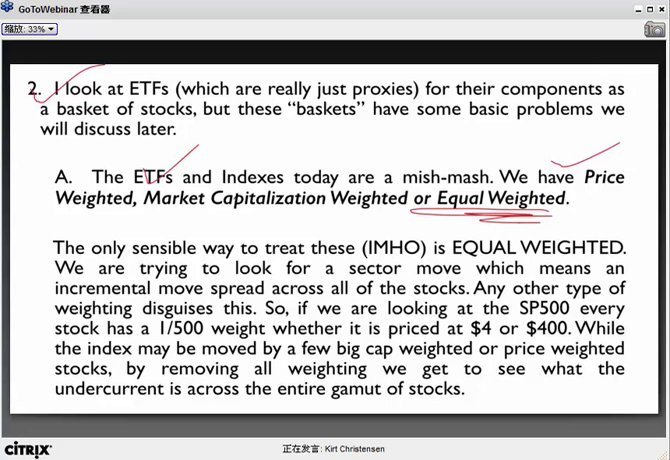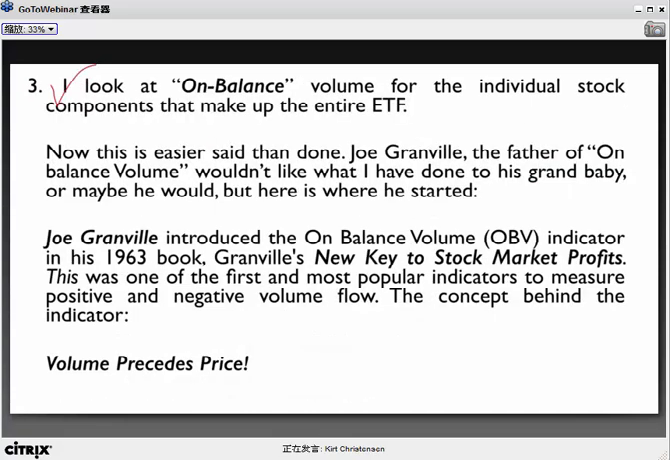So if we're looking at the S&P 500, every stock has a 1/500th weight, whether it's priced at $4 or $400. While the index may be moved by a few big cap weighted stocks or price weighted stocks, by removing all the weighting, we get to see what the undercurrent is across the entire gamut of stocks. This is huge. So the last thing we do is we look at the on-balance volume for the individual stock components that make up the entire ETF.